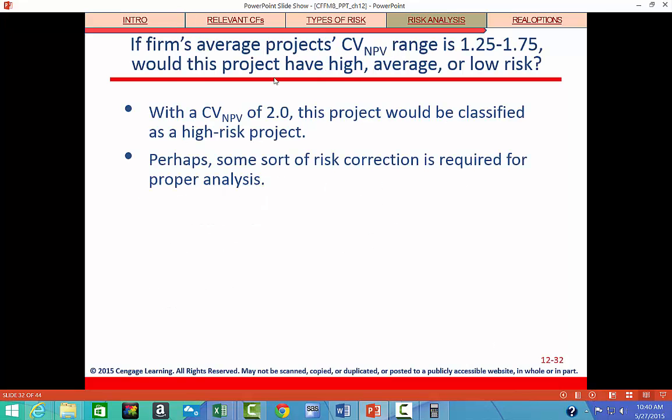And here they give us some information. If the firm's average project's coefficient of variation range is from 1.25 to 1.75, is this project high, average, or low risk? Well, since 2 is greater than the higher number of the range, it would be classified as a high risk project.